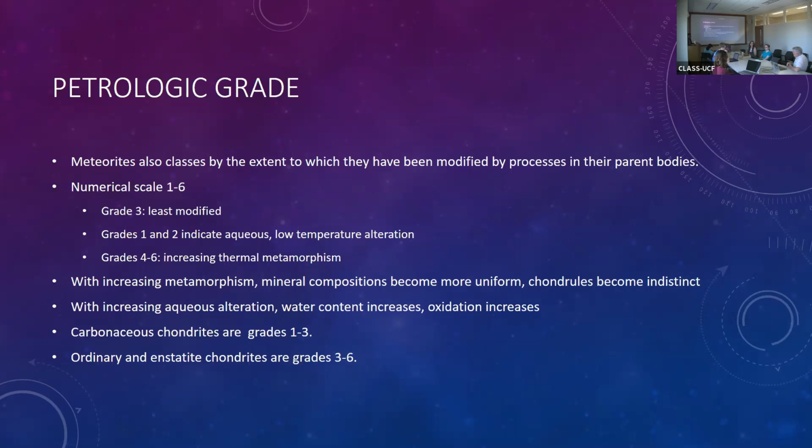The grades 4 through 6, well, 3 through 6 are one scale, and the grades 1 and 2 are an entirely different scale. And although the aqueous and thermal metamorphism share the grade 3, one doesn't have anything to do with the other.